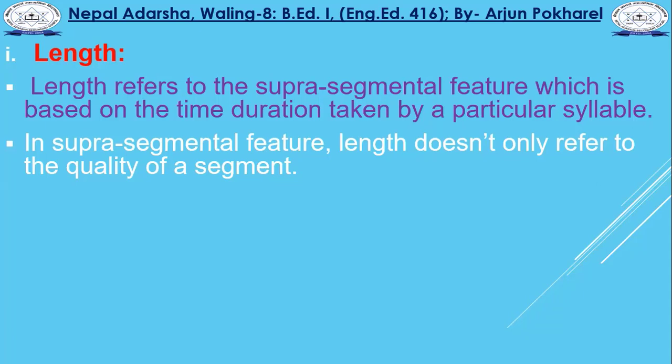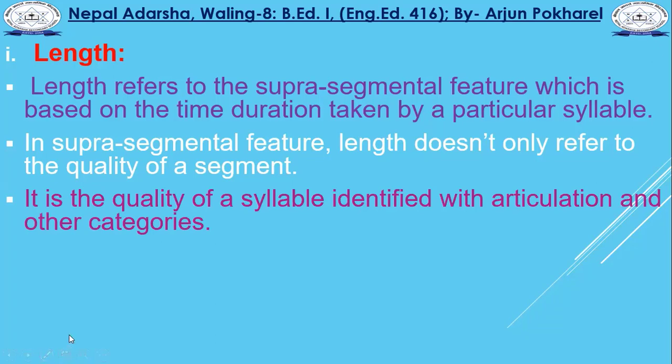So now, whatever it is, it is the quality of a syllable, identified with articulation and other categorization. That comes in the production of language. Sometimes we produce the syllable by taking a longer time, and sometimes we produce the syllable by taking a short time. So in this way, it is the quality of a syllable identified with articulation and other categories associated with the syllable, with the word, with the expression.